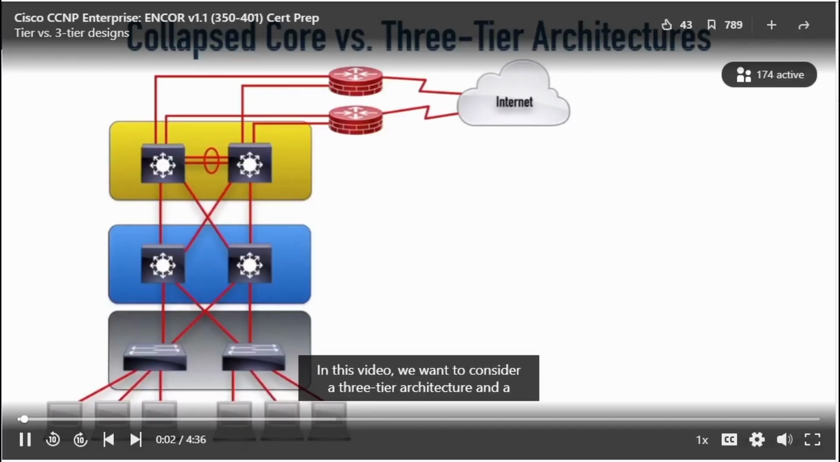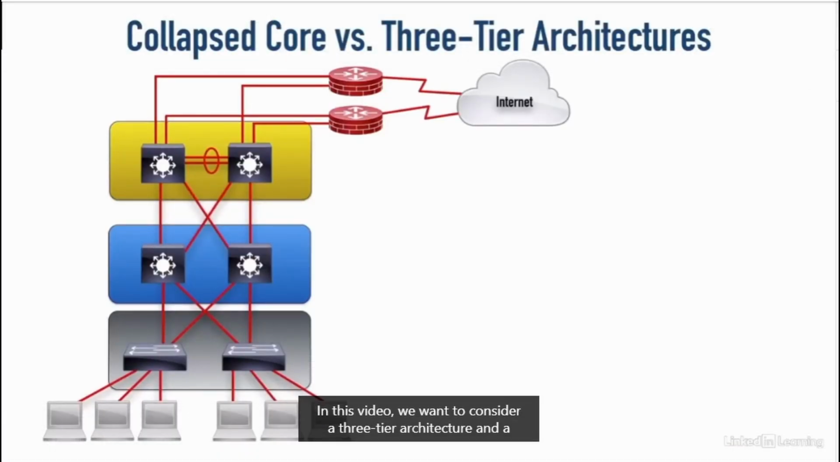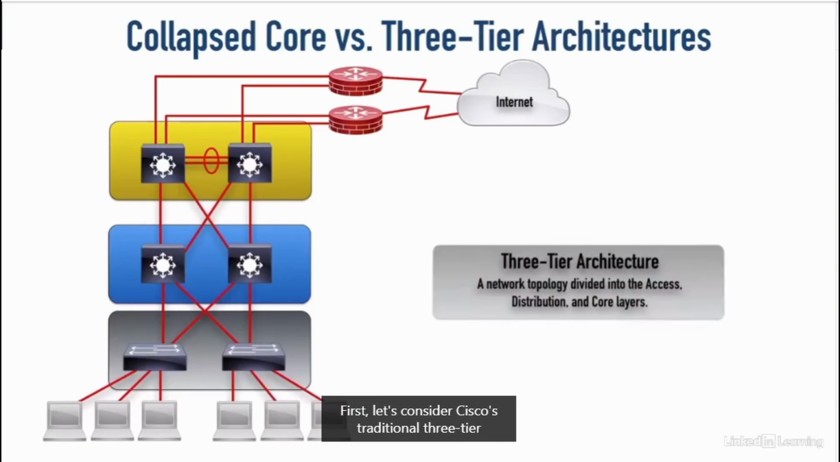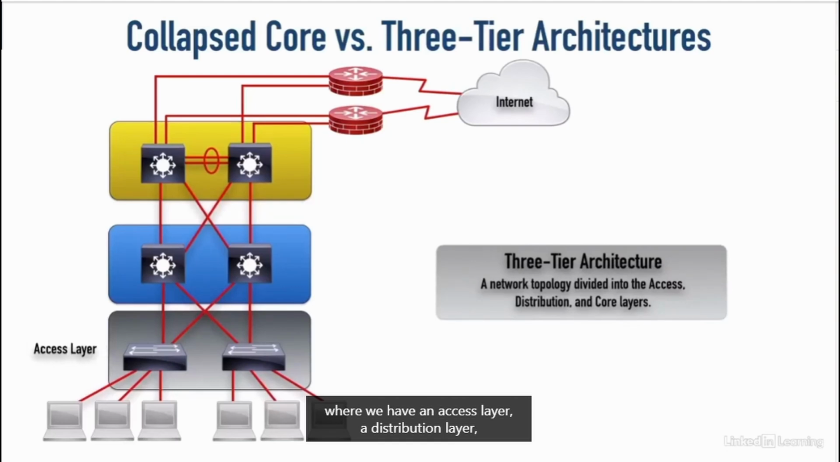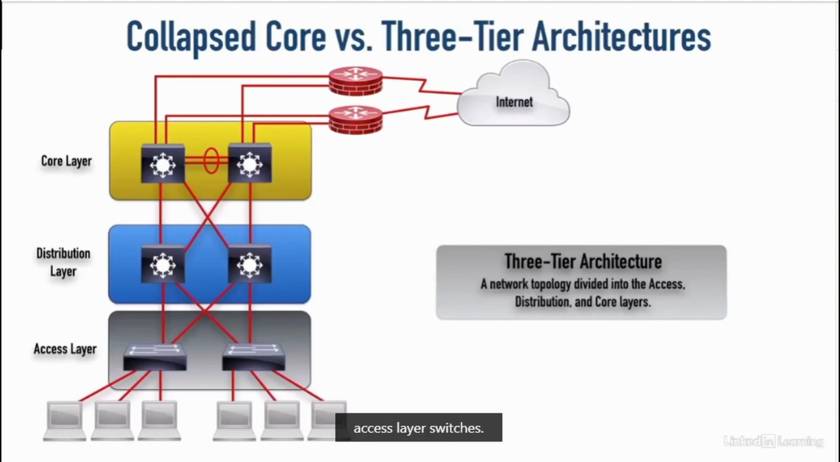In this video, we want to consider a 3-tier architecture and a couple of 2-tier architectures. First, let's consider Cisco's traditional 3-tier architecture, where we have an access layer, a distribution layer, and a core layer. Down at the access layer, that's where we're connecting out to end devices like PCs and laptops and printers and wireless access points. And it's common in a building that has different floors that we've got a set of access layer switches on each floor of that building. Maybe there's a wiring closet on each floor, and all of our devices on that floor, they home back to that wiring closet and they plug in to access layer switches.